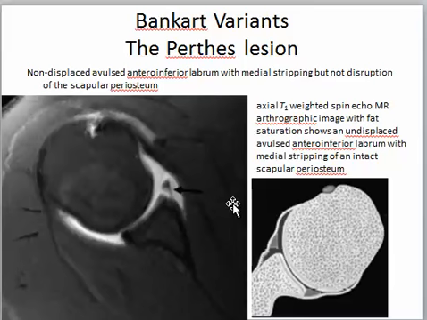This is axial T1 arthrography with fat suppression showing undisplaced avulsed anterior labrum or anterior-inferior labrum with medial stripping of an intact scapular periosteum. The periosteum is minimally stripped.